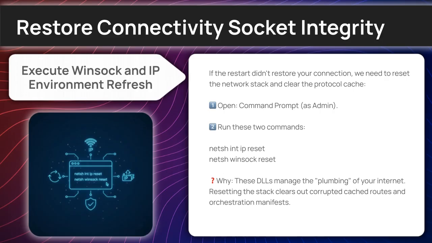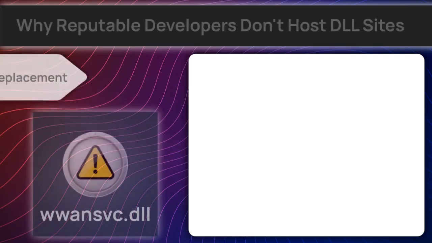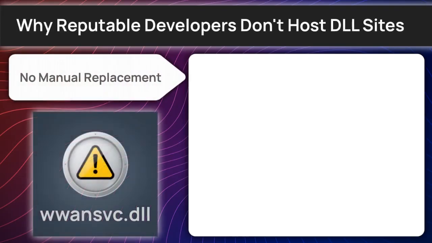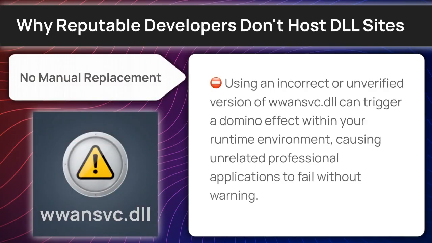Why are we doing this? Well, these DLLs manage the plumbing of your internet. Resetting the stack clears out corrupted cached routes and orchestration manifests. To prevent any secondary issues, I recommend a cautious approach to downloading individual system files. From a diagnostic standpoint, a missing Wireless Wide Area Network Service DLL error is often just a symptom of a larger system conflict that a simple manual download is incapable of fully resolving.